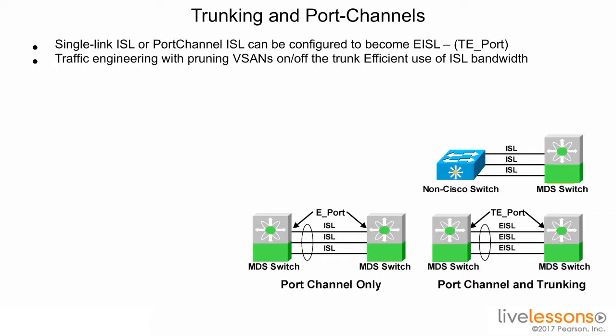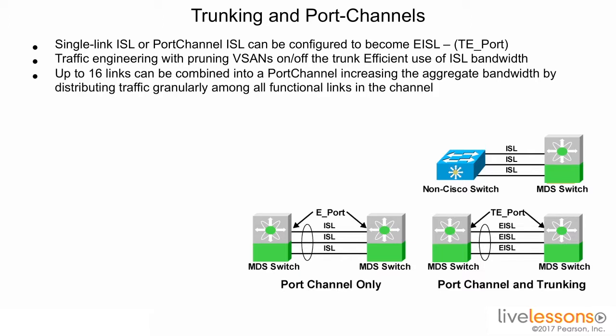You can also engineer the way traffic flows across these links by adding or removing vSANs, similar to the way that you would add and remove a VLAN. This way you get the most efficient use of your inter-switch link bandwidth. You can have up to 16 links combined into a port channel, and this increases your aggregate throughput by distributing traffic across the links in the port channel.